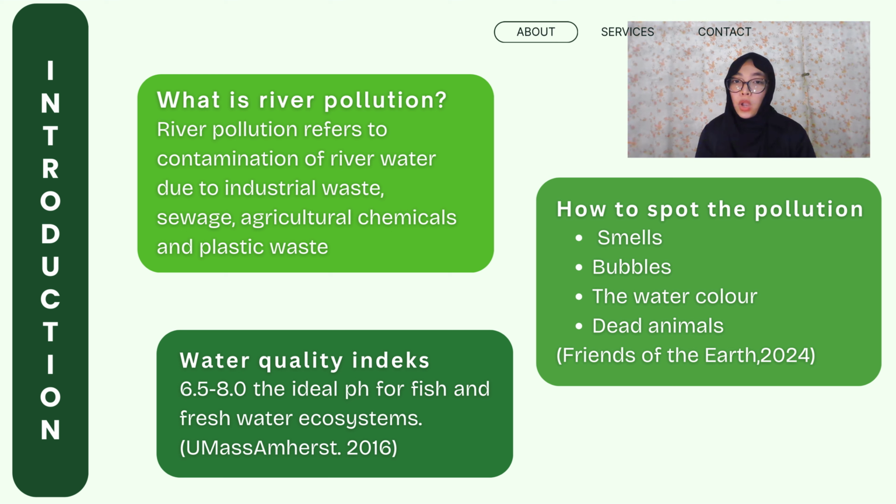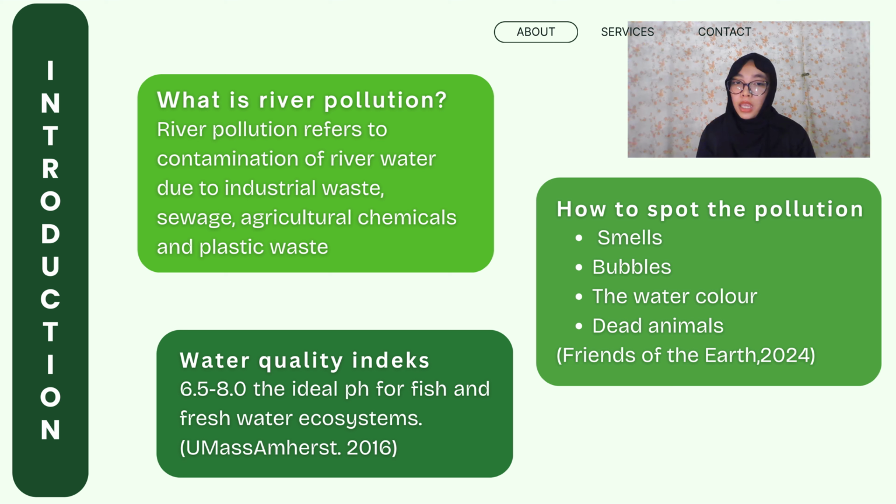There are also a few simple ways to identify if the river is polluted. For example, we can notice a strong and unpleasant smell, bubbles forming on the surface, changes of color, or even the presence of dead animals. These signs are commonly used to detect early pollution.